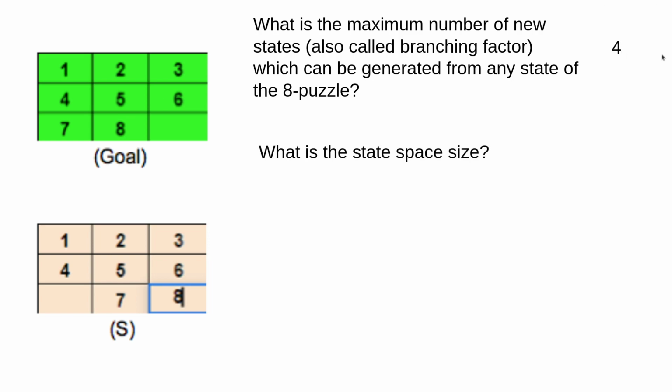Next question: what is the state space size? This is the state, and how many states can it have? Each position has 9 possible options, 1 to 8 and then the blank. If you choose 9 for one, then for the next it will be 8, then 7, and you multiply them, so it will be 9 factorial finally.